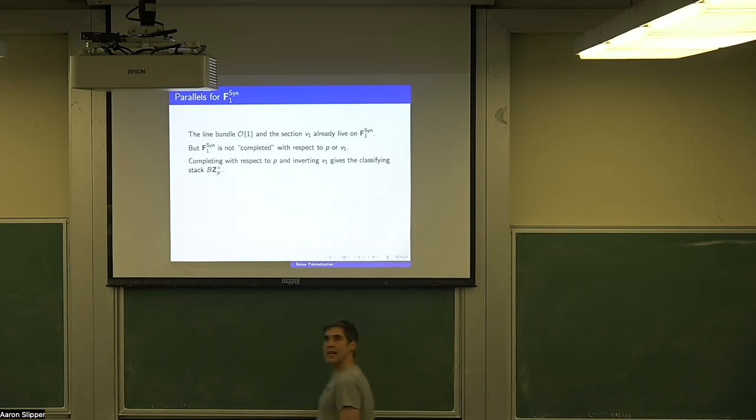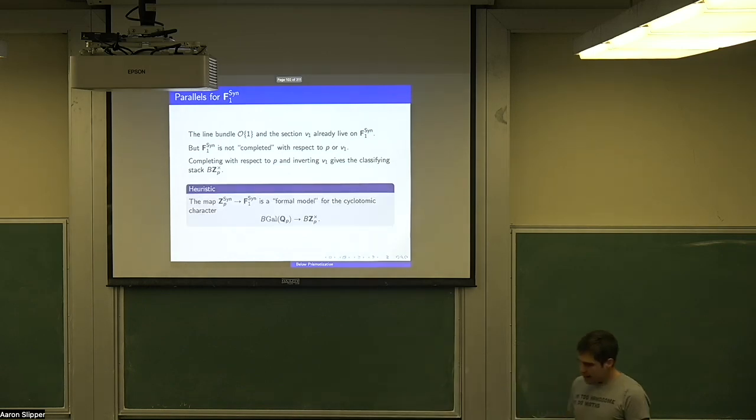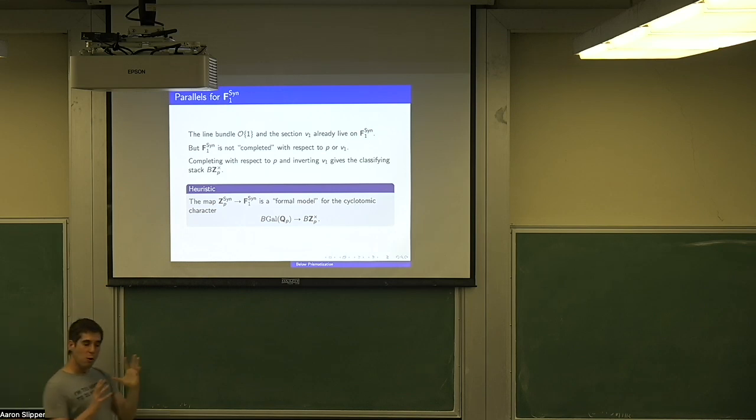And now, if you do choose to complete at the prime p, then it literally makes sense to invert V1, and you will literally get the classifying stack of Zp star. And the heuristic is that this comparison map that goes from Zp syn to F1 syn, well, heuristically, the left-hand side is some kind of a formal model for the classifying stack of the Galois group. The right-hand side is some kind of formal model for the classifying stack of Zp star. And this is some kind of formal model for the cyclotomic character.